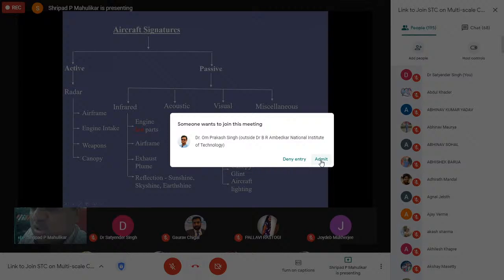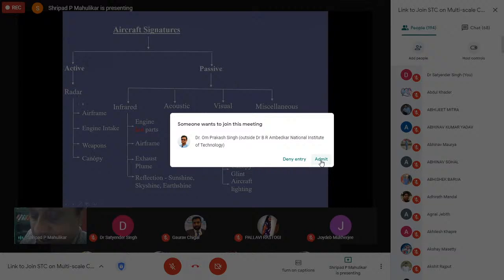Radar is an active device, and the sources of radar signature in an aircraft are the airframe. The airframe includes the wings and the fuselage, that is the main part of the aircraft in which the payload can be housed. Then the engine intake, the engine exhaust, and the weapons. That is why many of the fifth generation stealth aircraft do not have weapons which are seen from the outside. The weapons are generally inside. And the canopy also is a source of radar signature. The canopy is where the human pilot sits.